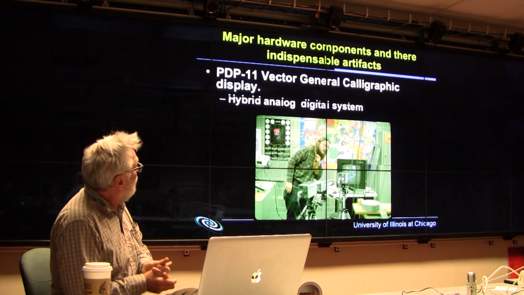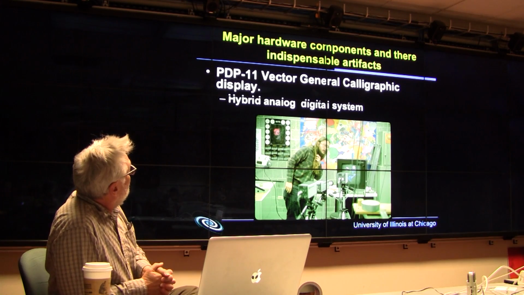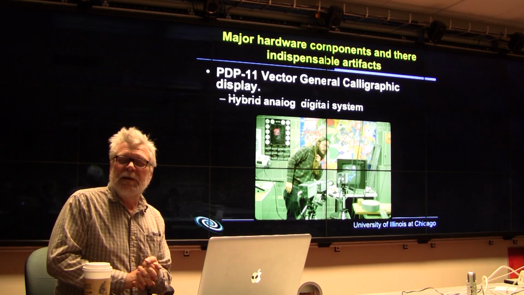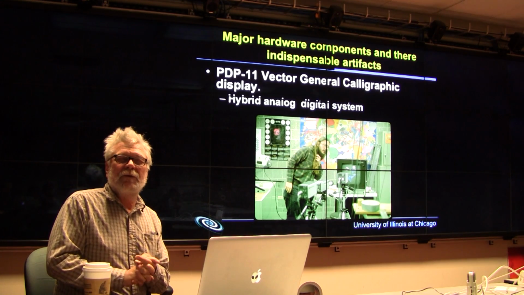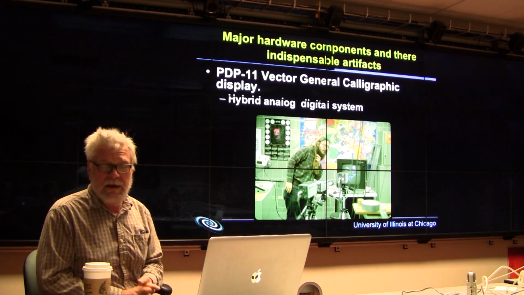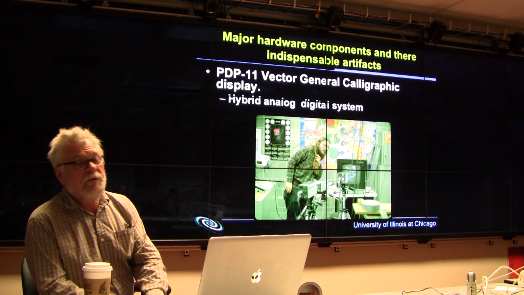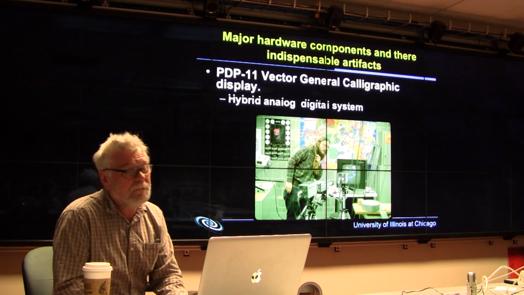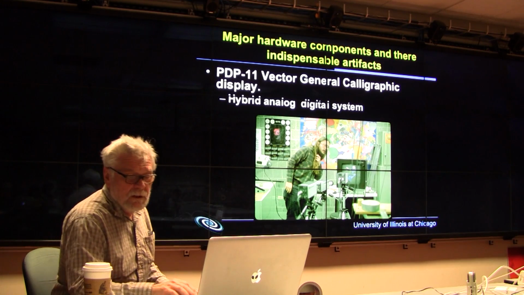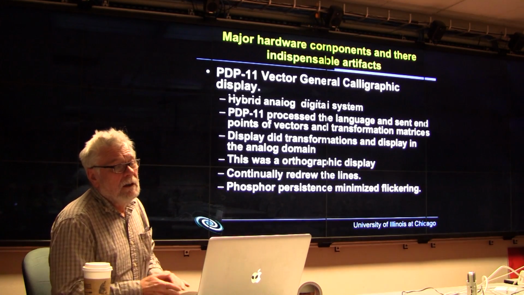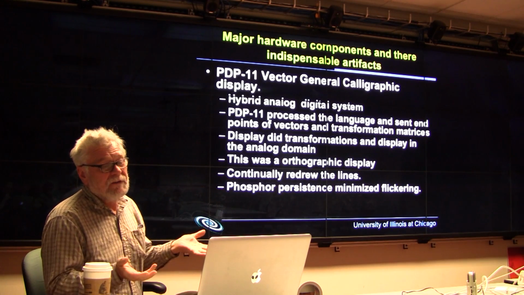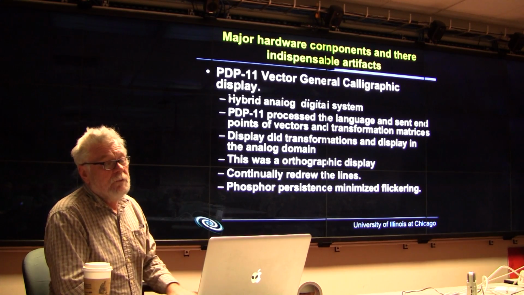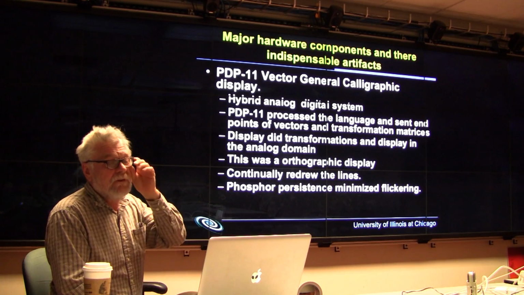Now, the Vector General Display is a hybrid analog-digital system. The PDP 1145 sent digital information to the Vector General Display, and the Vector General Display performed those instructions in the analog domain with multipliers and integrators and differentiators and what have you. So it was actually a hybrid analog digital system. The PDP 11 processed the language and sent the endpoints of the vectors and the transformation matrices to the display, and the display did the transformations in the analog domain.